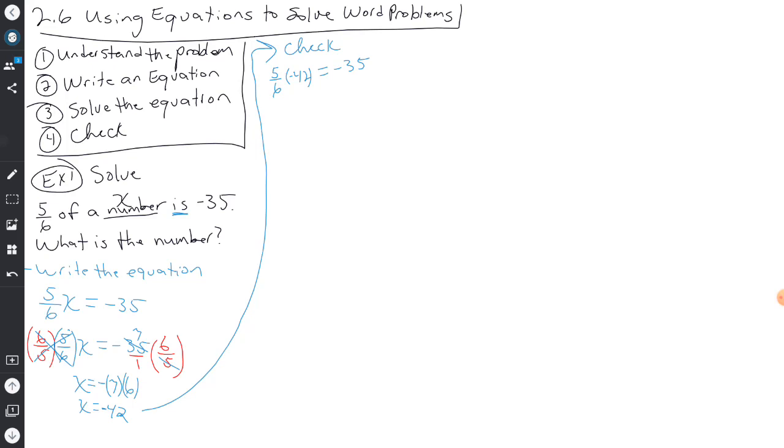All right. So again, we can make this into a fraction by putting a 1 under, and then 6 goes into negative 42 negative 7 times. Now we have 5 times negative 7. So we know we had the correct solution.